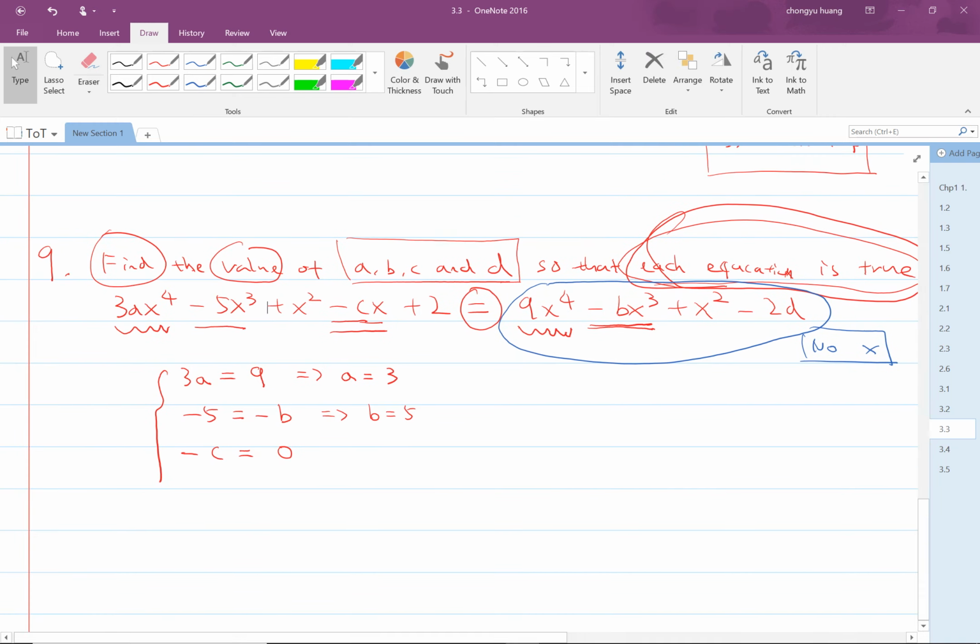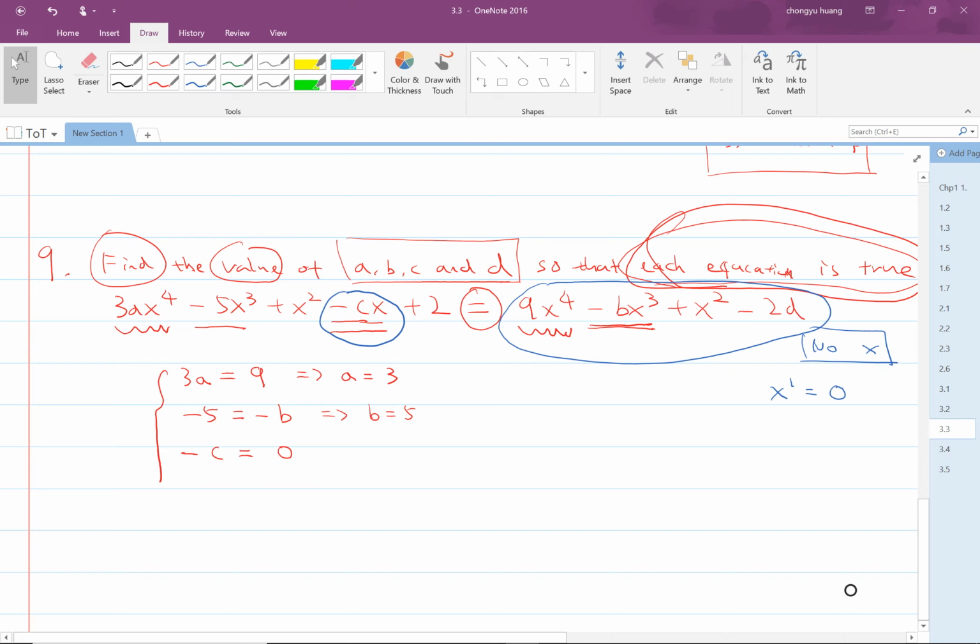On the left hand side you see that we have a negative cx, x to the power 1. But on the right hand side what we have is x to the power 4, x to the power 3, and x to the power 2, and we don't have x to the power 1, which means the coefficient of x to the power 1 is actually equal to 0.